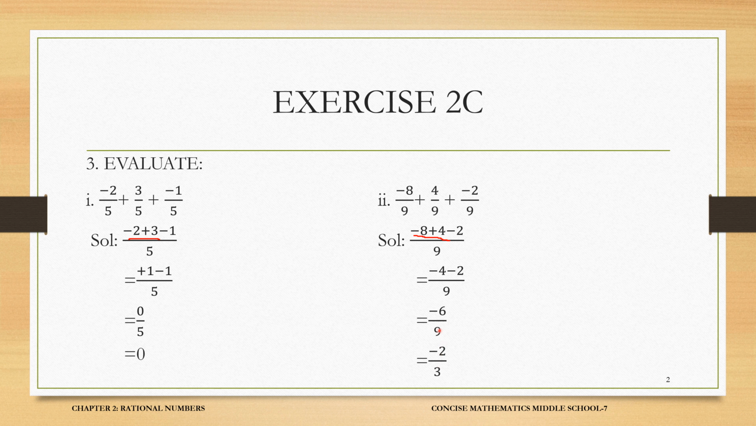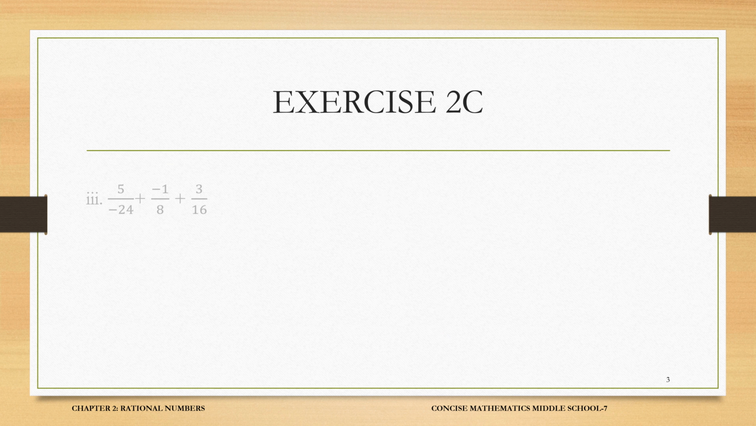And here further you can divide it with the 3 table. 3 2s are 6 and 3 3s are 9. This is how we got minus 2 by 3. I hope you understood this. Let's move on to the third one.